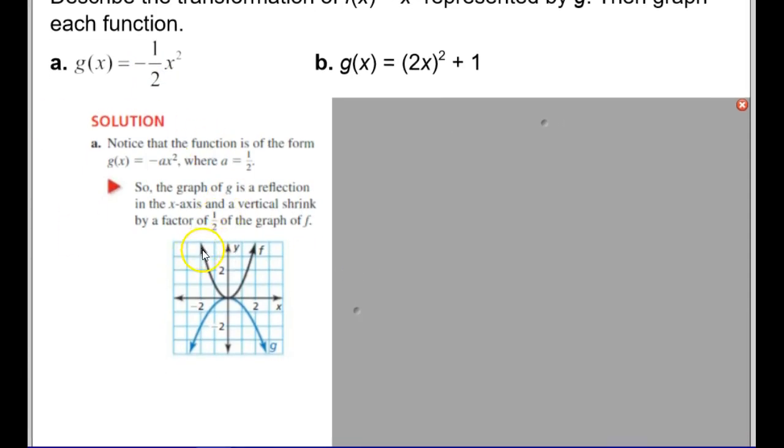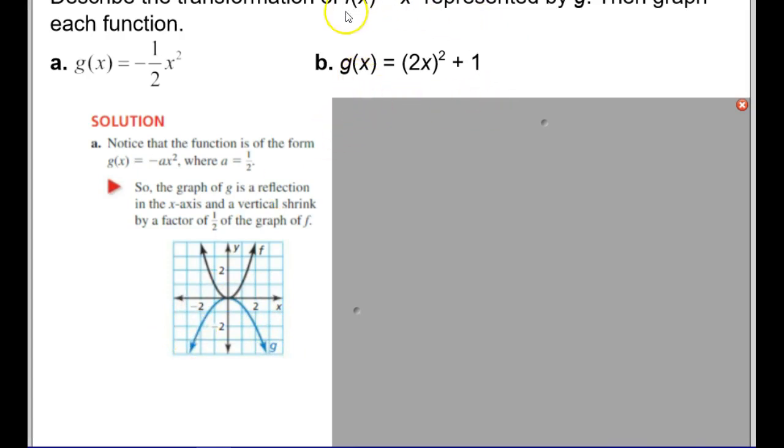So here's my reflection. Since I started in this black graph, this is my parent f, and I get to g. So I reflect it, and I see that I have a 1/2. This is a vertical shrink, right? And remember, I know it's a vertical shrink because it's less than 1, so it's going to get a little shorter and fatter. It's going to get closer to the x-axis by a factor of 1/2.